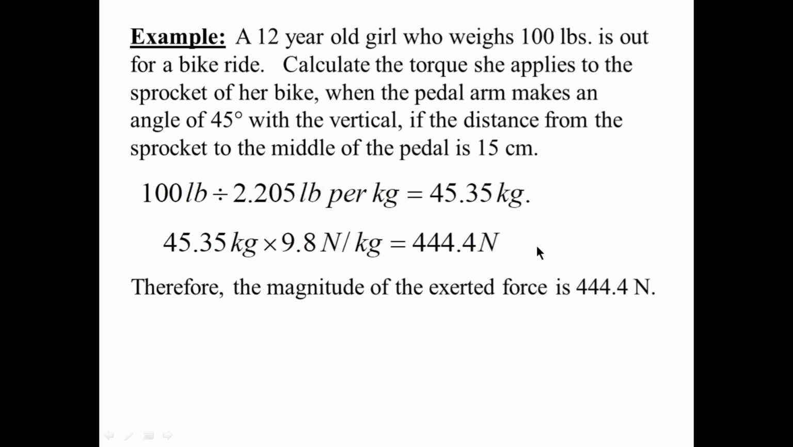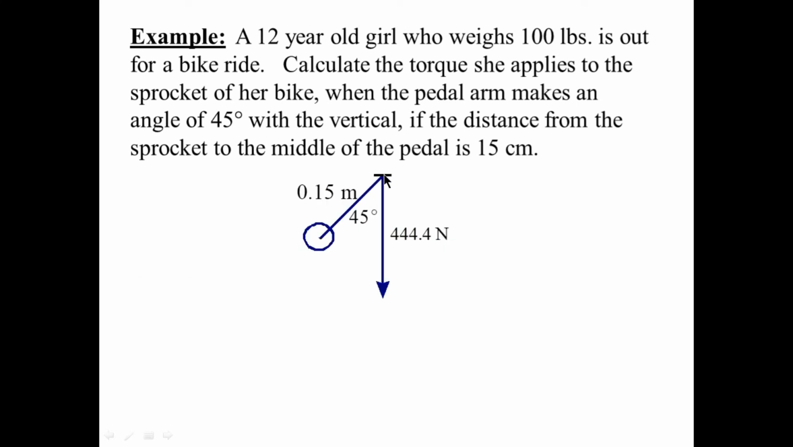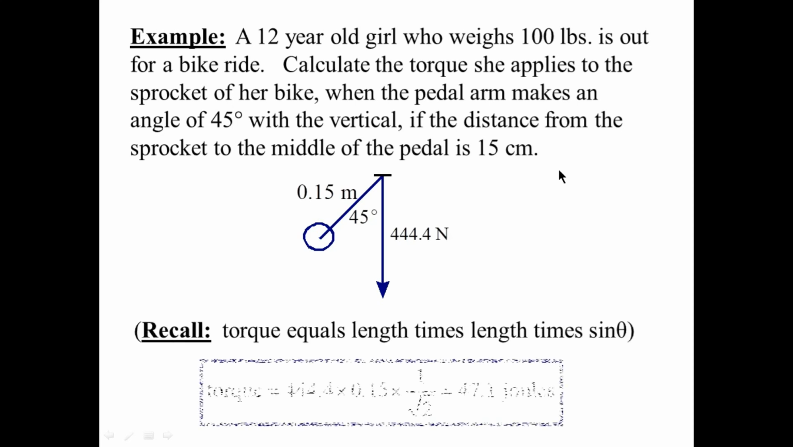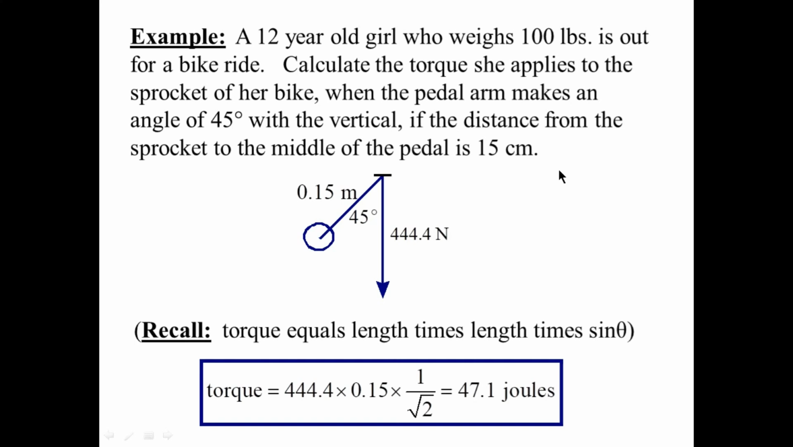Time for a diagram. So here's the pedal. There's the force of 444.4 newtons. And the length of this, well, it was the wrench in the other diagram, but the length of this radius is 15 centimeters. Let's convert it to meters. And the angle between these is 45 degrees. And so, therefore, we'll go length times sine. And that's how many joules of torque is being applied at the sprocket. 47.1 joules.